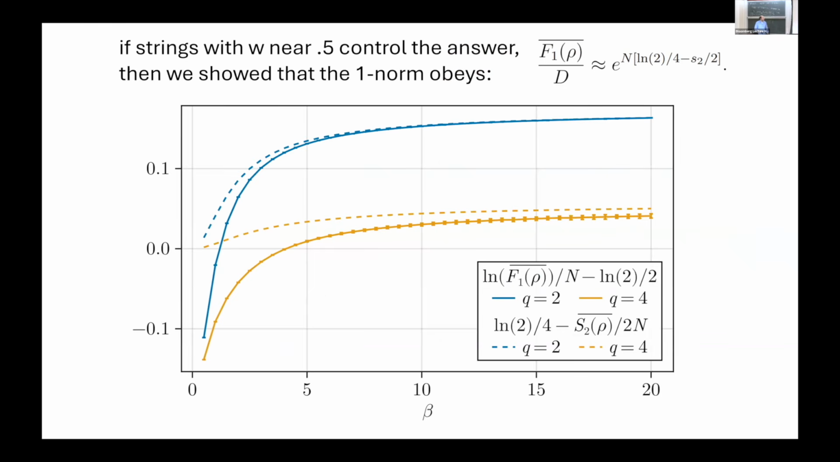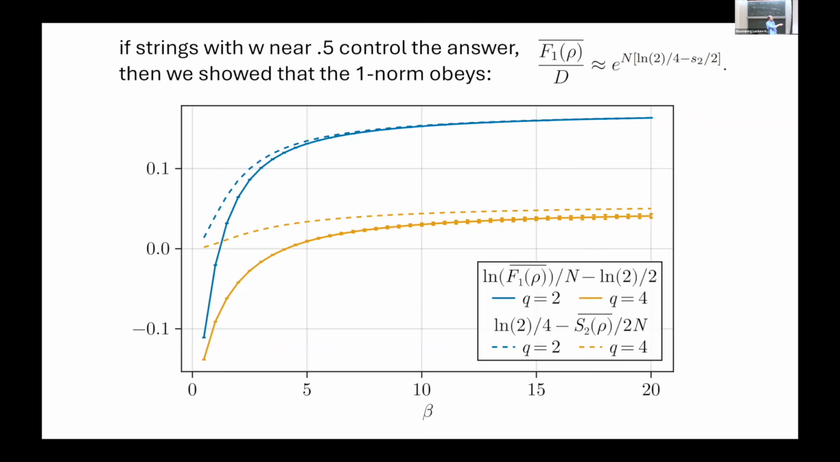You could also do a simple theory of this. This can be viewed as another response to the question. If it so happens that the weights which dominate this calculation have weight near 0.5, so they involve about half the fermions, then you can do a little theory and calculate that this quantity should be log 2/4 minus the second Renyi entropy per particle. This just follows because they're both controlled by the same weight, basically. You do this little calculation, and that's what the dashed line is here. That's the little theory. The solid is the numerics.